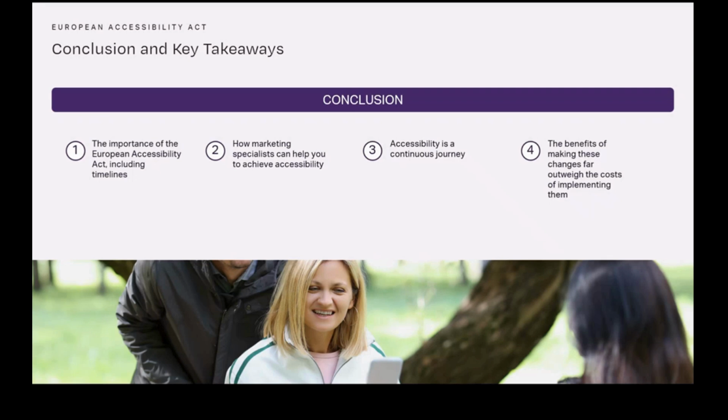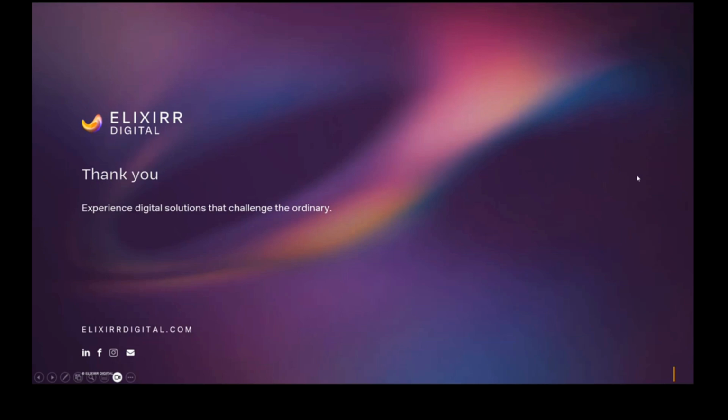And then we've also looked into the benefits of making those changes far outweighing the costs of implementing them. So if you remember back to those 5 stats that I shared right at the beginning, the cost of missing out on visitors who may have accessibility issues far outweighs the costs of dealing with their barriers to entry. So I think that now brings us on to the Q&A.